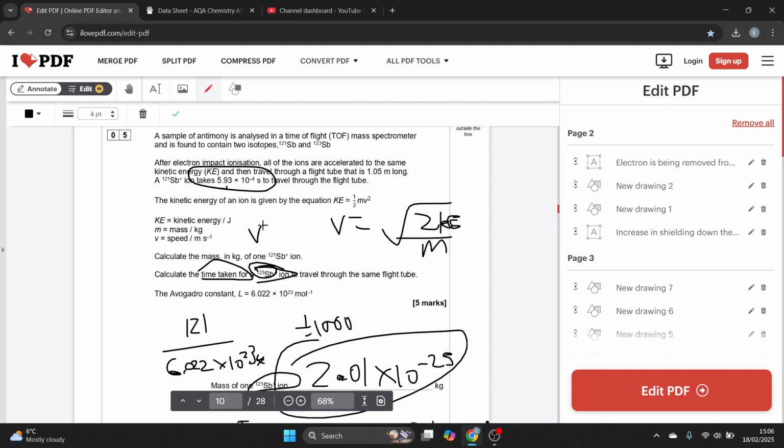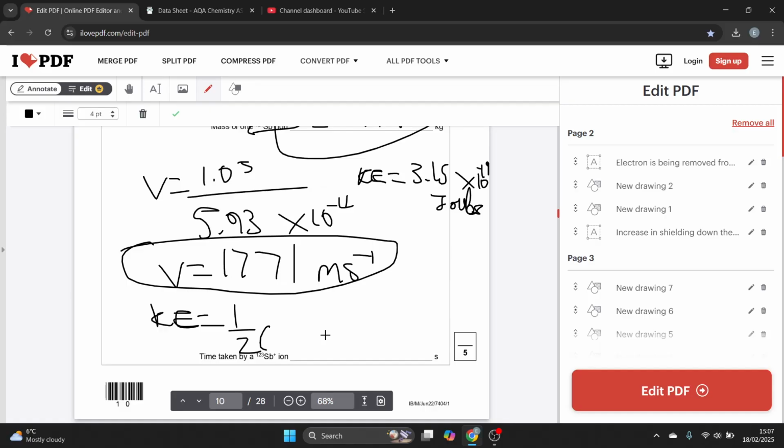Then I'm going to use velocity as distance divided by time. Therefore, time is the distance, 1.05, divided by my answer, which gives 5.98 times 10 to the power minus 4. Perfect.